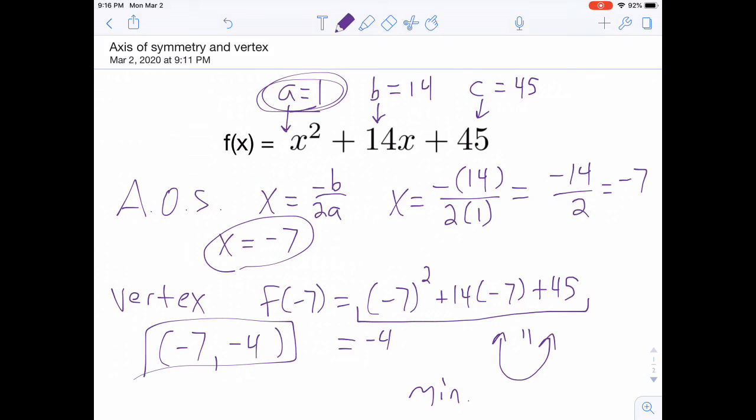Again, a little short video to help you guys out. Hopefully this axis of symmetry formula helps you guys out, negative b over 2a. And remember, plug that value into the equation to find my vertex.